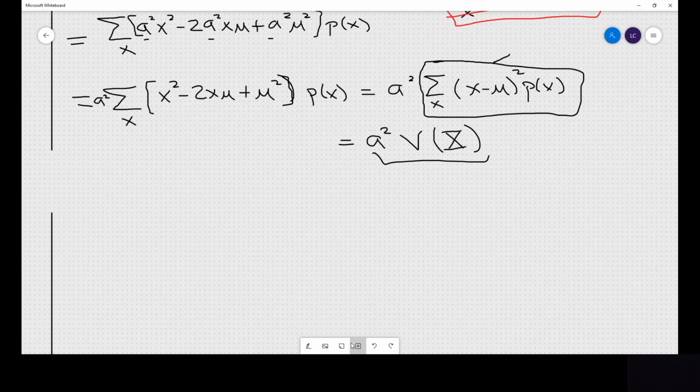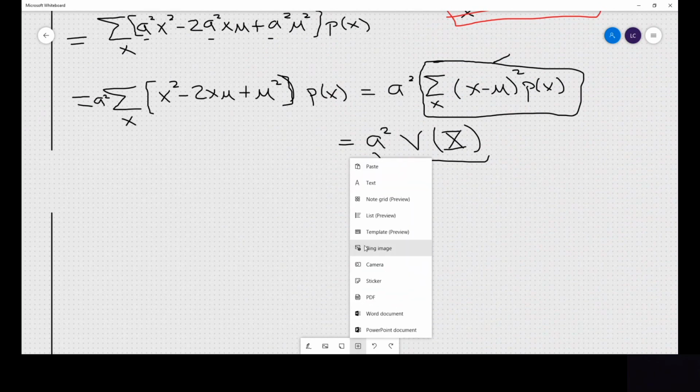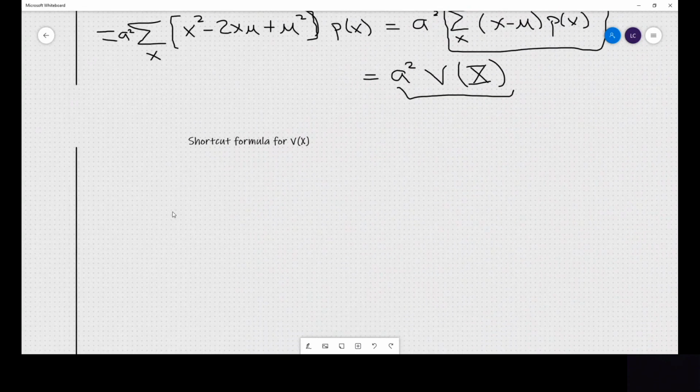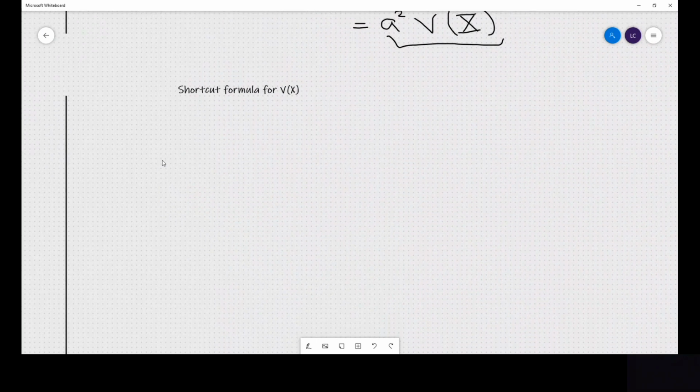All right, and then the last thing that I want to do is what's called a shortcut formula for variance. I'm not sure, I may have already put that in here. Pretty important. It might not look like a shortcut formula for now, but believe me, when we go to do some of these distributions, you're going to need this little shortcut formula because it'll turn out to be a lot easier.